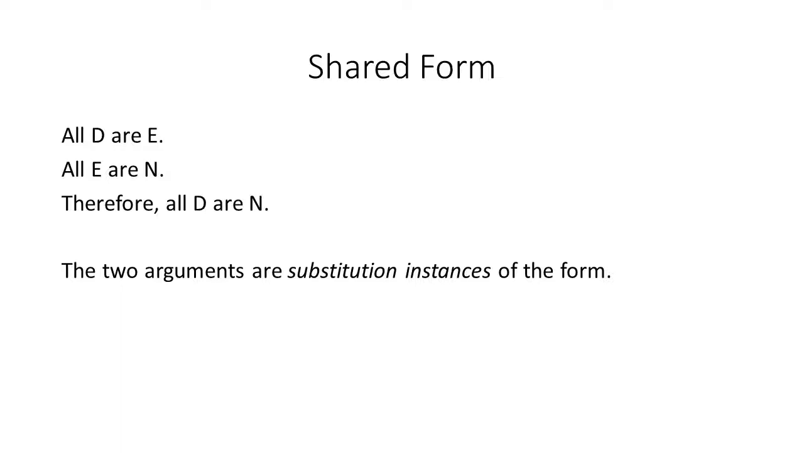One thing to note is that there's no particular reason, at least that I can recall at the moment, why I used D and E and N. We could have used any other letter. So all A are B, all B are C, therefore all A are C. Just so long as we substitute the letters or use the variables uniformly. So every place where there's a D, that could have been an A, and every place there's an E, that could have been a B, and every place there's an N, that could have been a C. And those would still be arguments of the same form.